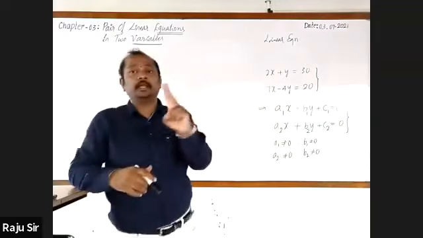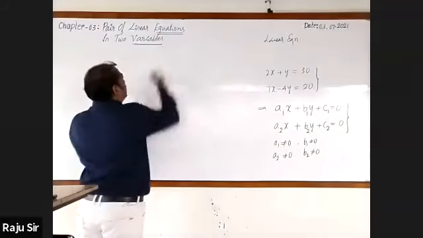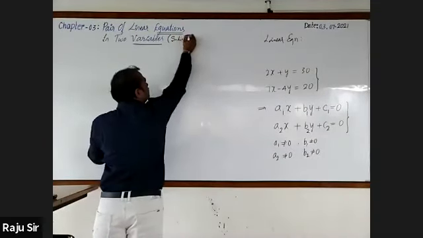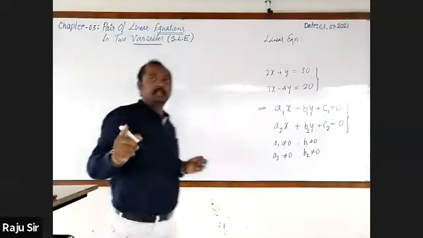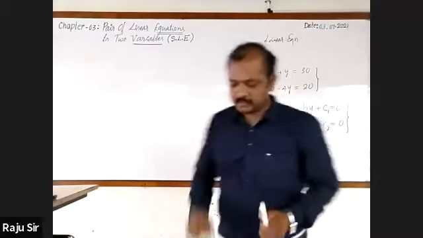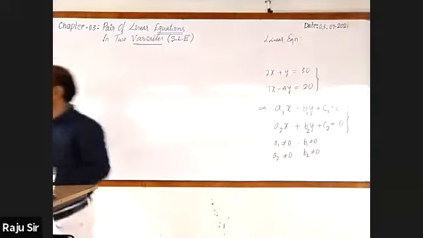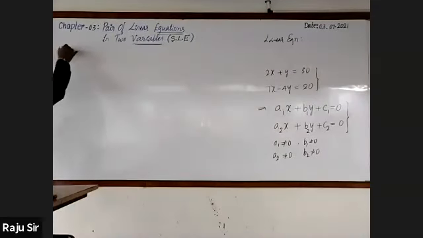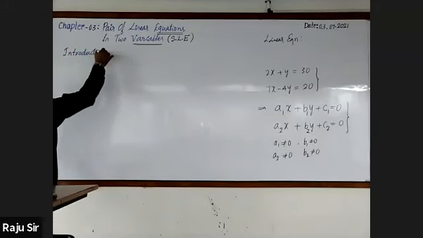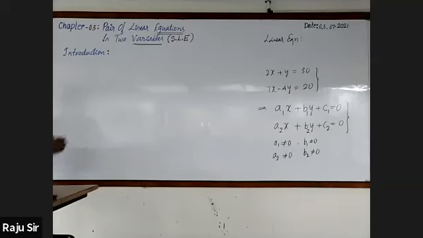Here, two linear equations in two variables are taken simultaneously. They are taken together. Hence, it is also known as simultaneous linear equations. Followed? Yes. Now, please go for the introductory part. Introduction. In that, the first term is variable.